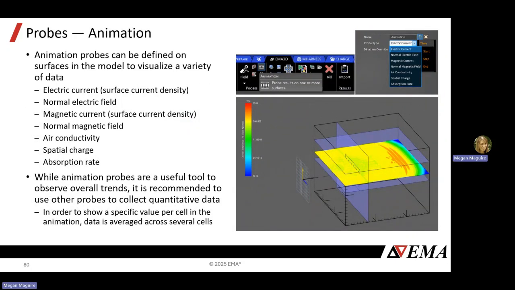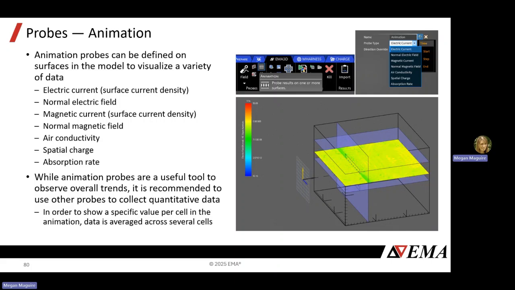Animation probes can be defined on a variety of surfaces to get a lot of data. So you can look at electric current, normal electric field, normal magnetic field, magnetic current, things like that. They're very useful for looking at overall trends, but they really shouldn't be used if you're looking for quantitative data. Part of the reason is that in order to show a specific value for a cell, it's averaging data across several cells. So you're losing some information there.